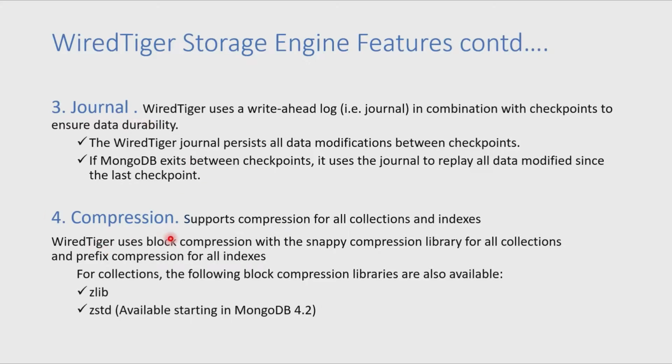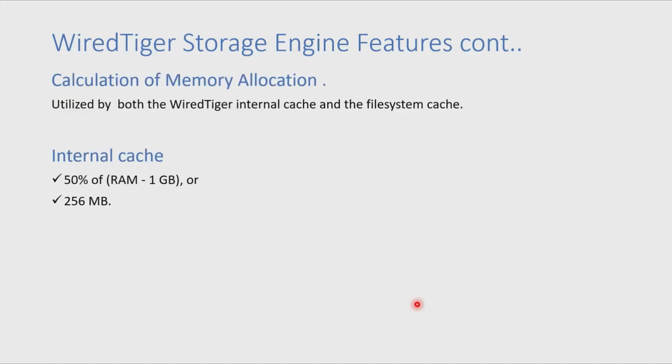Compression is another feature. So your storage engine, that is the WiredTiger storage engine, supports compression. So it is going to compress your data and the indexes very efficiently, and it uses two compression libraries. One is zlib, another is zstd, and this is the default one starting from MongoDB 4.2.